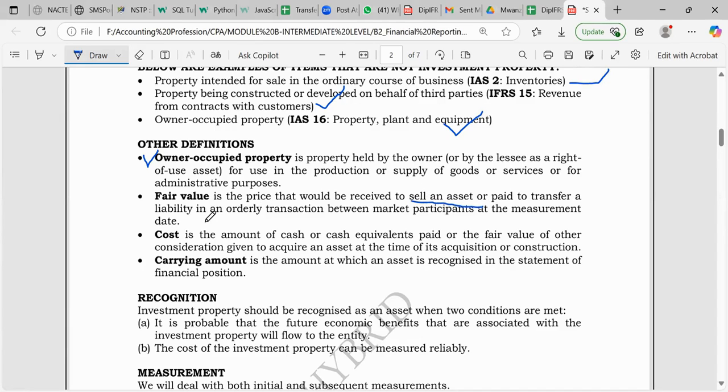Cost is the same as what we did yesterday at the PPE, right? Amount paid to acquire something else, right? Carrying amount as usual, the figure at which to record something in the statement of financial position, which normally should be the cost less whatever subsequent amounts have to be deducted, commonly depreciation and impairment.